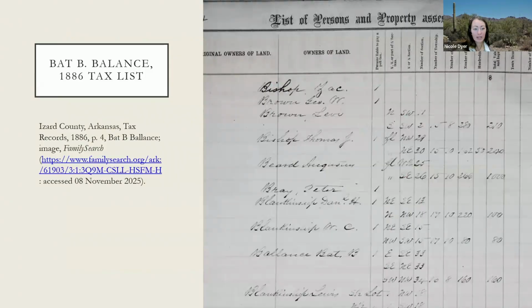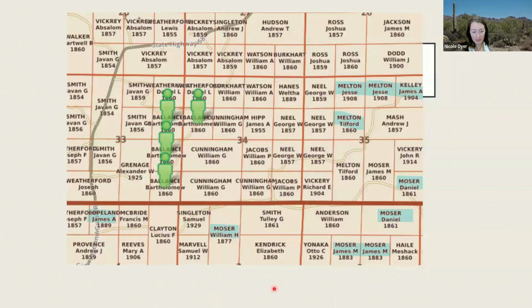Then I was able to find Bat B. Ballance in 1886. So that correlated with the fact that he was still alive and didn't die in the 1860s. And the land was the same as the one he patented in 1860. So we have section 33 and one part in section 34.